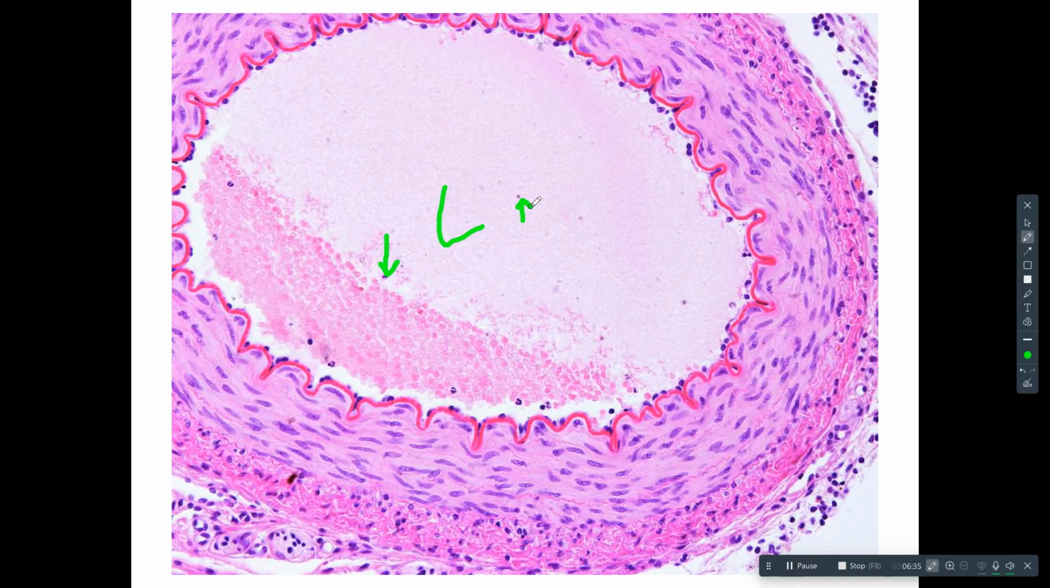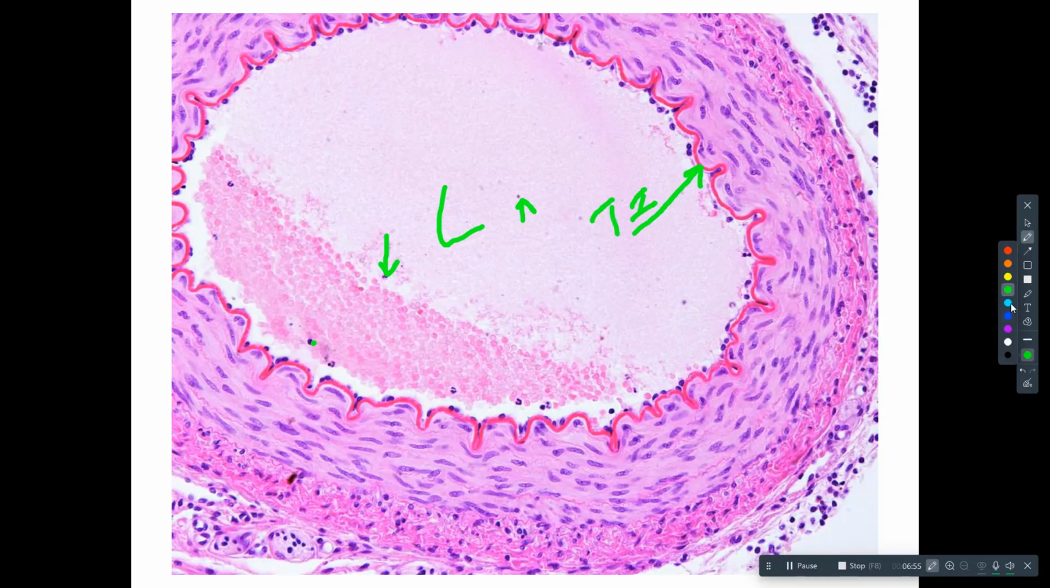Platelet. Is that a platelet? Perhaps, or a lymphocyte. Hard to tell. But yeah, there's probably a lymphocyte right there. Awesome, blood cells in the lumen. And I can totally see my three layers. This is going to be my tunica interna right here. That's my tunica interna. Let's switch colors.